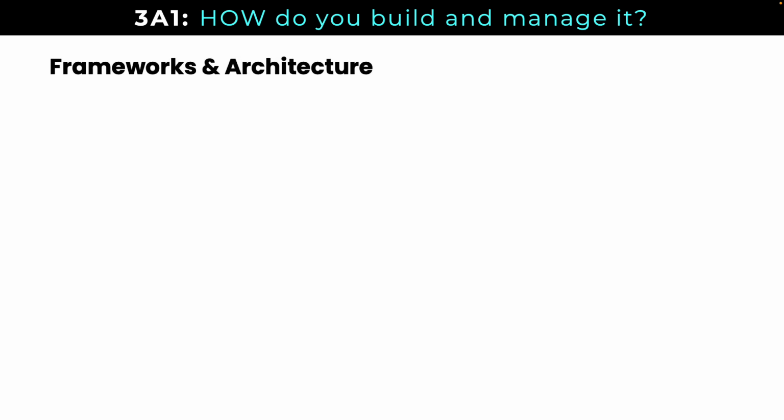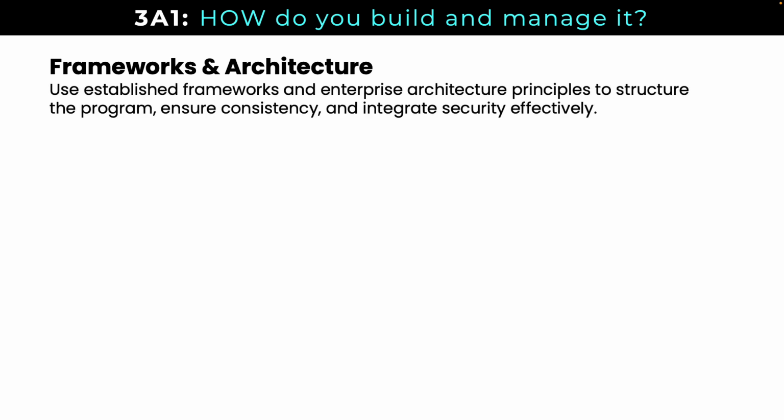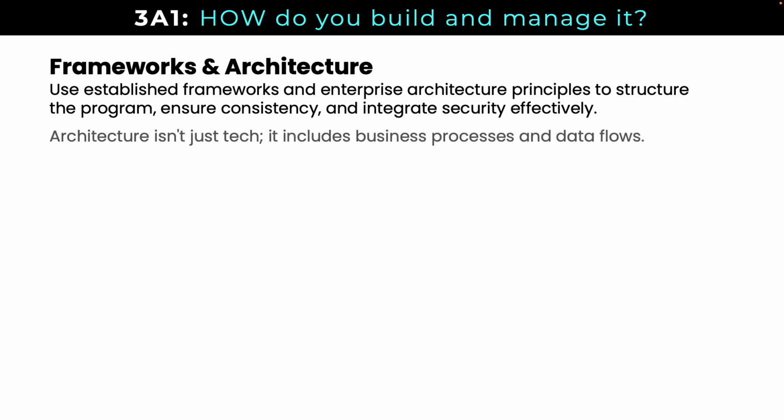Then we have frameworks and architecture. So I'd mentioned we use frameworks as guides. So we use established frameworks or enterprise architecture principles to structure the program, ensure that our approach is consistent, and we integrate security effectively throughout the life cycle. Because architecture isn't just technology, it includes business processes and data flows. But ISO, NIST, COBIT, it's understanding what frameworks are for the exam. They're not going to drill down in the CISM into the nuts and bolts specifics of any of these frameworks.